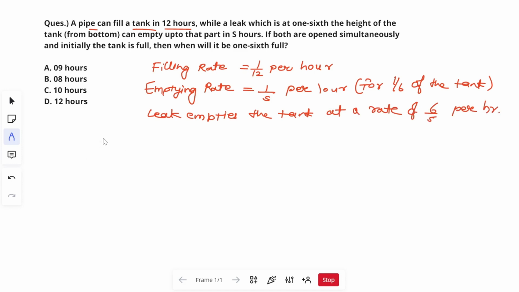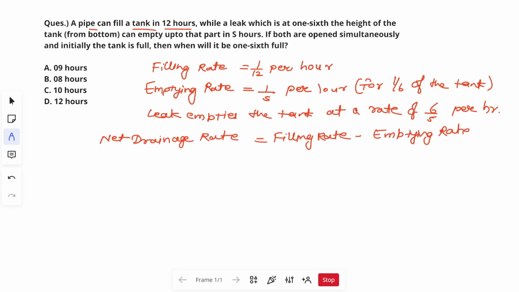Now net drainage rate is what? Net drainage rate is filling rate minus emptying rate. Okay. So filling rate we have already found 1/12. Emptying rate is 6/s, right? Because see, we have told, right, 1/s per hour for 1/6 of the tank. So leak empties the tank at a rate of 6/s per hour. Okay. So that is why 6/s. This is s. Okay. Don't get confused.